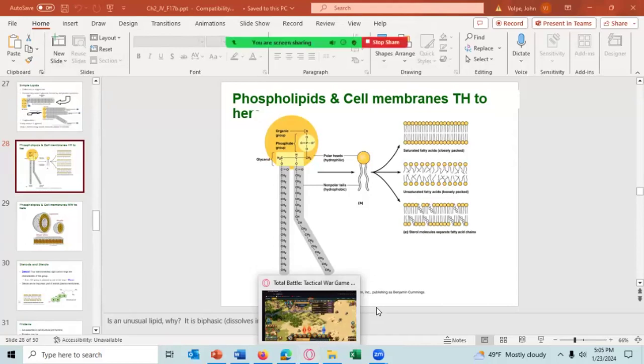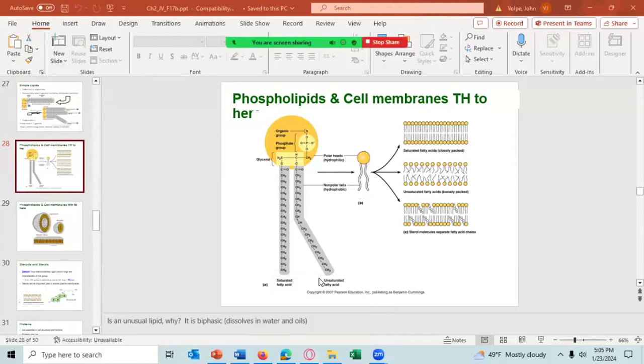All right. We had talked about phospholipids last time, and we mentioned that they are a biphasic molecule with the phosphate portion of the phospholipid being hydrophilic, meaning it likes to dissolve in water. And then the tail portion of the phospholipid, the fatty acid portion, is hydrophobic and it likes to be away from water. Phospholipids are the main molecule in the cell membrane.